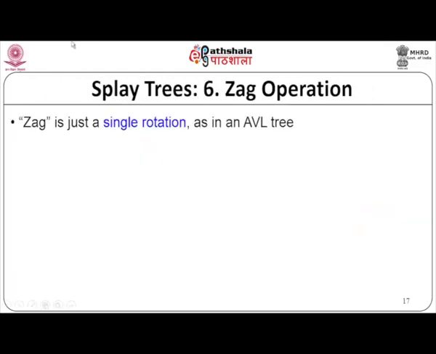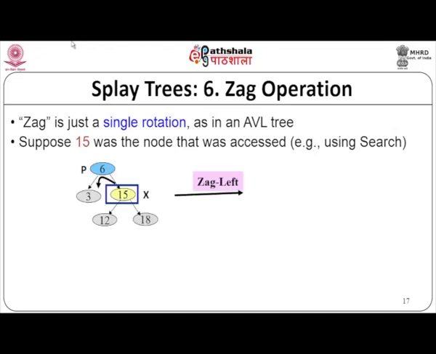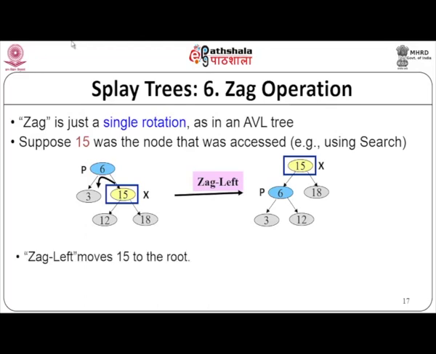So, zag again is a single operation, again as in an AVL tree. Suppose 15 was the node that was accessed as before. This is a simple case after all we have seen, we just rotate it. So, you have a zag left, and this is what happens. Again, zag left moves 15 up to the root, and you can access 15 in order of 1.